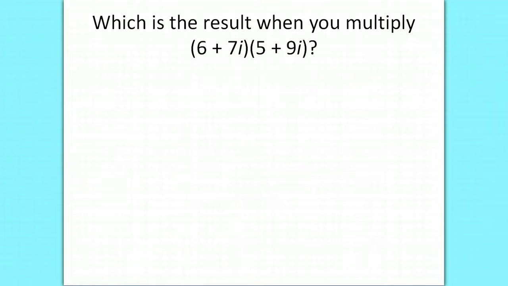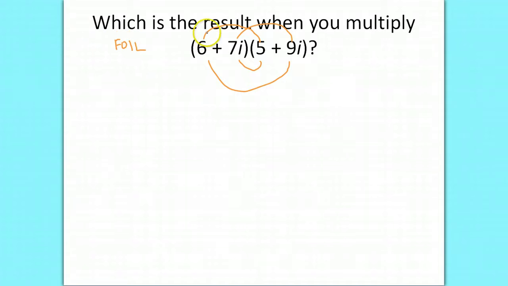So the first question says, which is the result when you multiply 6 plus 7i times the quantity 5 plus 9i? So actually really quickly, let me get my pen. There we go. What you want to do there is FOIL, first, outer, inner, last. Or I just like to think of it as a face. You have your two eyebrows, the nose, and the mouth. And then you have your ears there. But it's just the FOIL acronym.